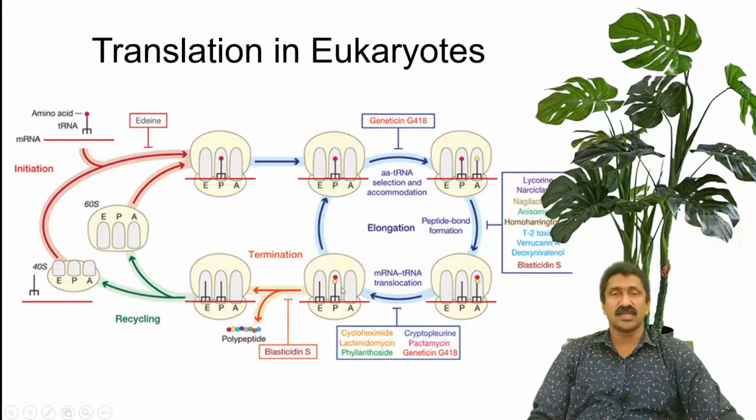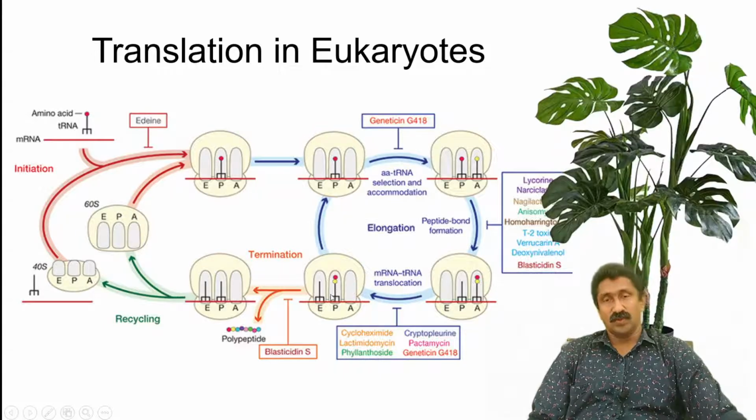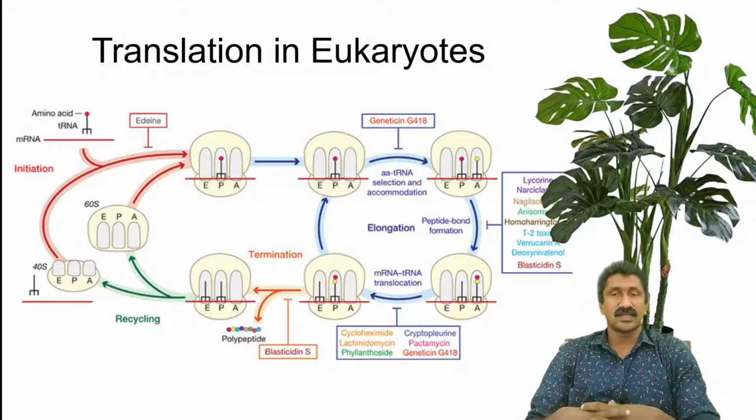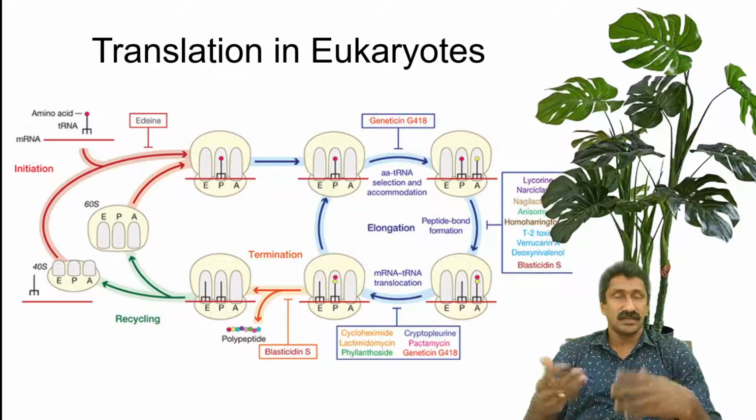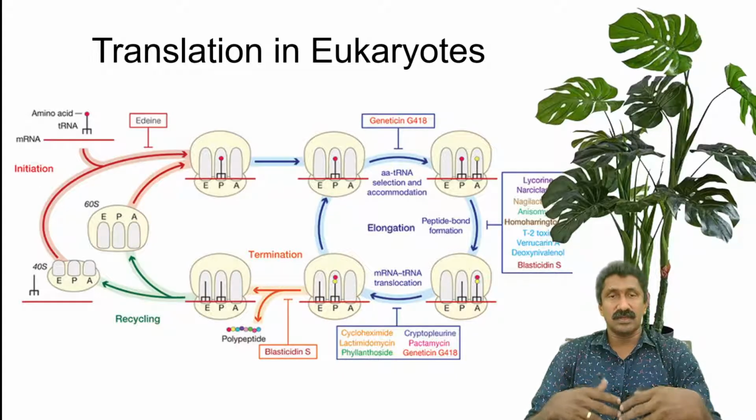This cycle continues until it reaches the end of the translation process, or wherever it encounters the termination codon. And finally, it leads to the termination. That is the third stage of eukaryotic translation. After the termination, the components like the tRNAs and the ribosomal subunits will be recycled for starting another translation process by reusing them in the initiation step. So this is the overall picture of translation in eukaryotes, which we will discuss elaborately.